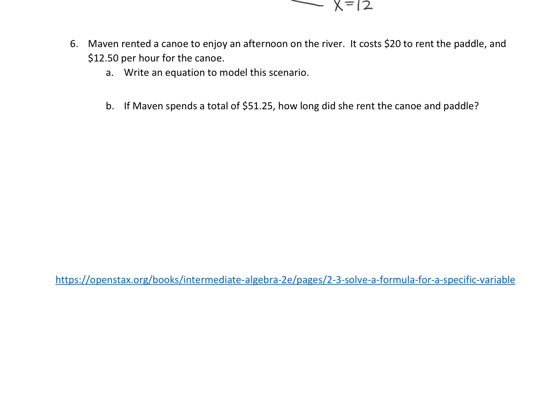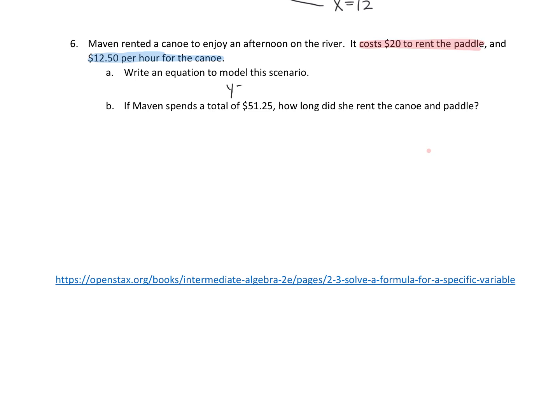So let's start with the first part. We want to write an equation to model this scenario. We're looking at 2 different costs. One, $20 to rent the paddle. So that's a flat rate. Whereas the other cost is $12.50 per hour. So that fluctuates based on the number of hours you rent the canoe. The paddle does not fluctuate. It's that cost no matter how long you rent the canoe and the paddle. So you have a fixed cost and you have a variable cost.